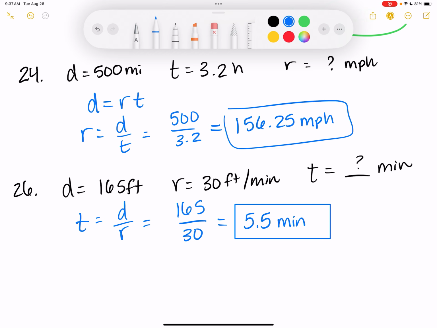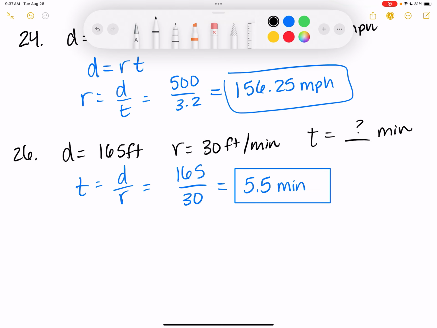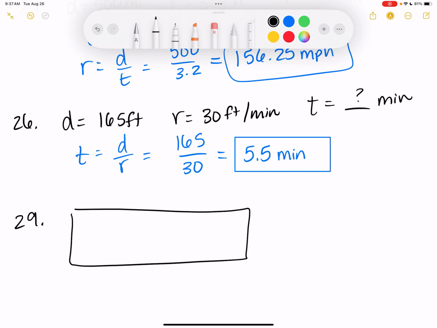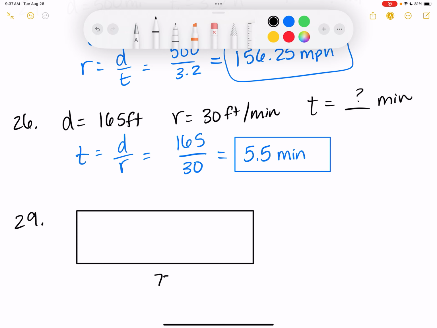All right, one more, another type of picture one that's not just like posters. You're going to have one that's a poster question as part of your homework. But 29. So this is a wood shop question. You have a piece of wood that is 72 inches long. I'm going to go ahead and draw this. So I know this whole thing is 72 inches.